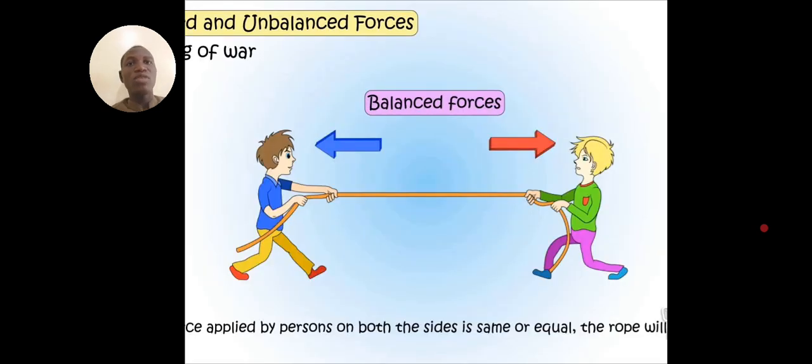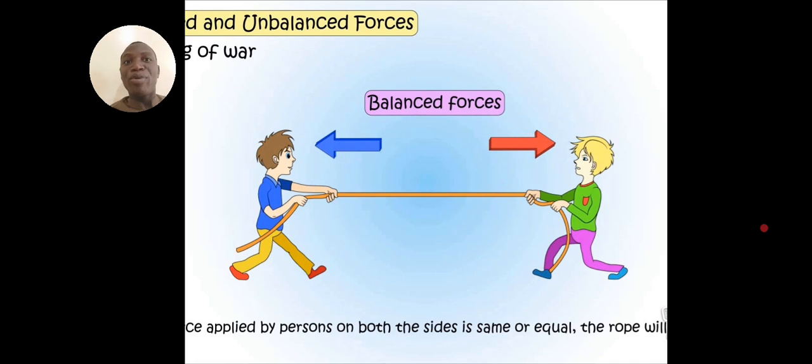So we are talking about the equilibrium of forces. We are talking about forces that are balanced. Remember those days when you used to play in school, when you used to do tug of war? Yes, when the forces are balanced, like in this image, then we say that the object is in equilibrium. The rope will not move in either direction. So that rope is in equilibrium. The forces on the left hand side are equal to the forces on the right hand side. That means the forces are balanced.